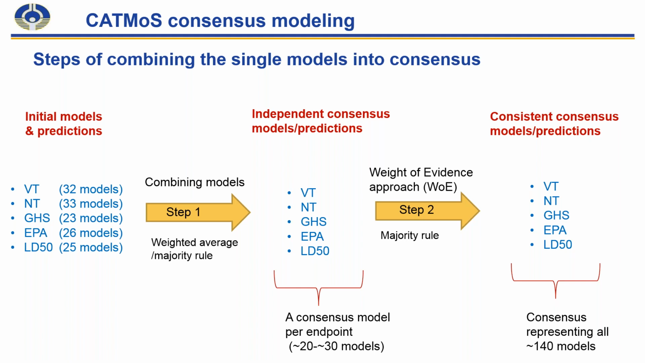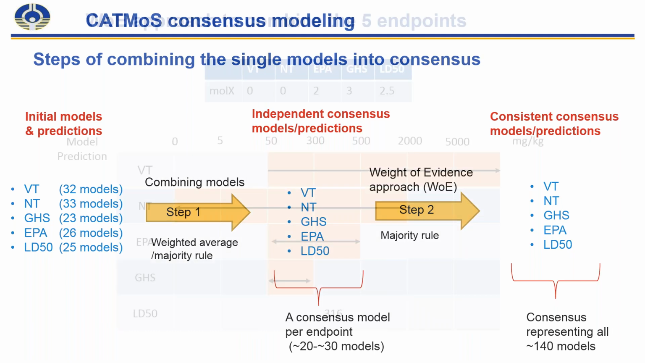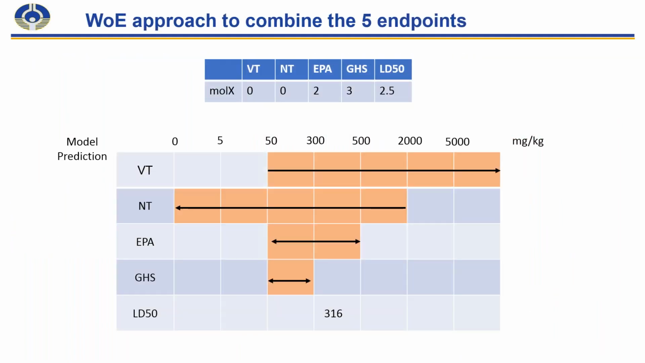But as I'll show you and as I'll step through in the next few slides, there are occasions where those consensus models may give slightly different predictions for an individual chemical. And so then we took a weight of evidence approach to combine all 5 of those consensus models into consistent predictions, so a true overarching consensus model that represented all 140 models that were submitted to us. And I'll walk you through an example of that here.